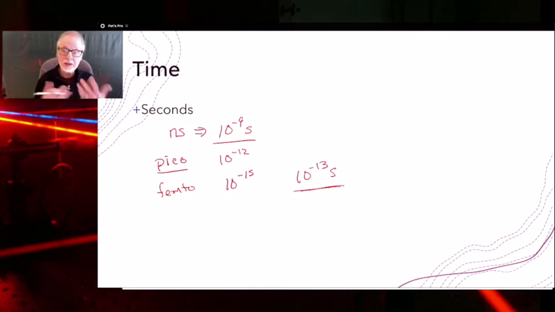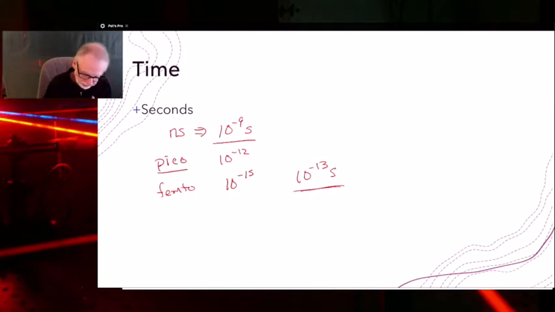But these are the kinds of things we can actually, believe it or not, measure. This is stuff that we can measure in the lab using very sophisticated techniques, frequently involving lasers of some sort or another. So that would be seconds, which we use for time.